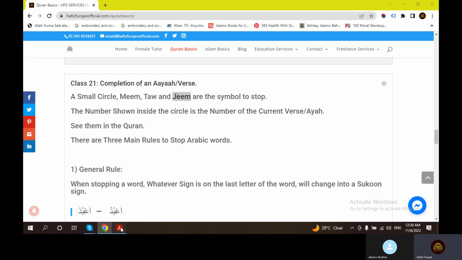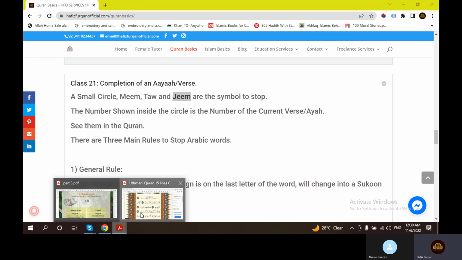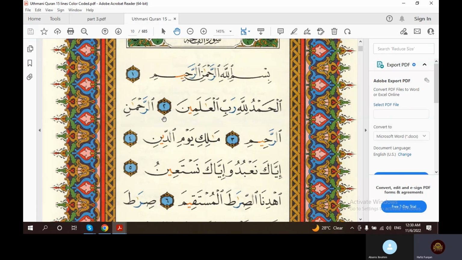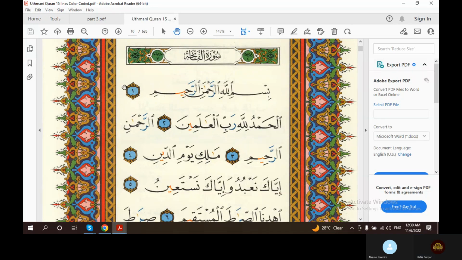Let me show it to you in the Quran. See, these are all Quranic rules now, okay? We are nearly ready to start the Quran. That's why. Look at this. Do you see that circle? Yes. They are talking about this, okay? A small circle. In this Quran, it is big, but normally it is a small circle.